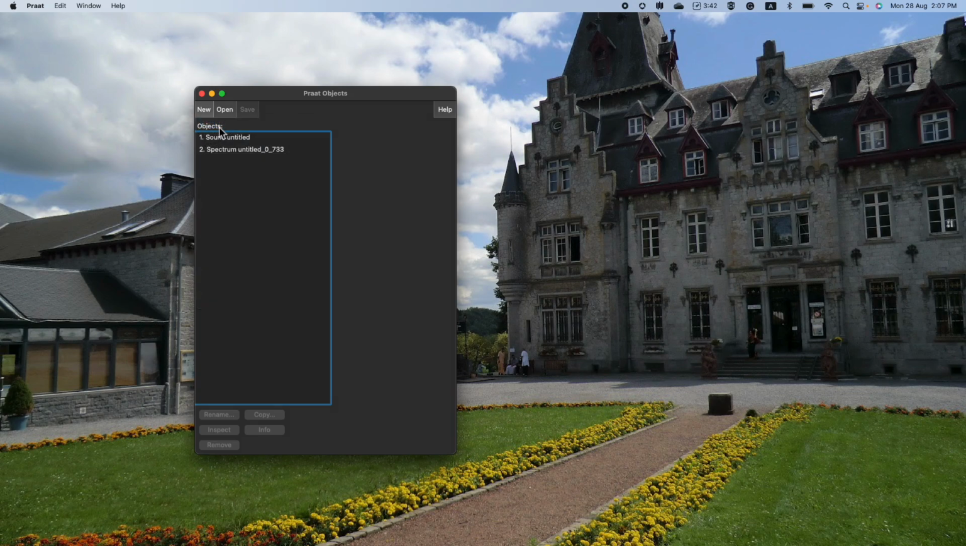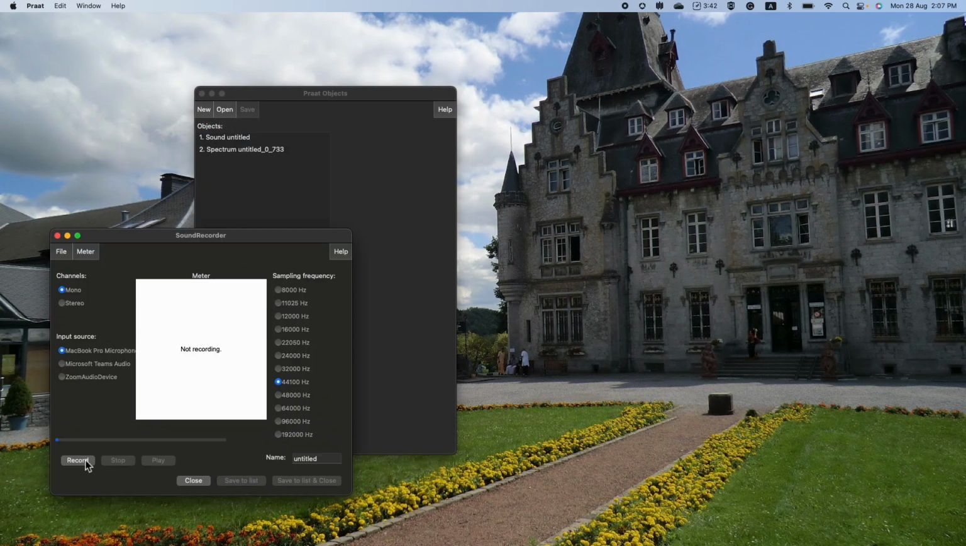New sound. I need something to make sound. Maybe I will use this stick. Right? This is a kind of beat-like sound. I say record.